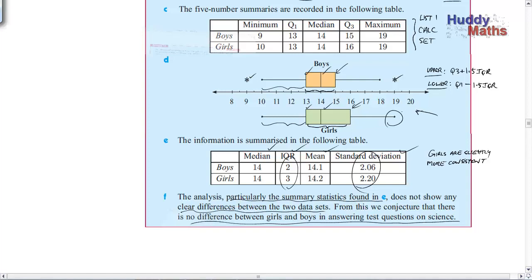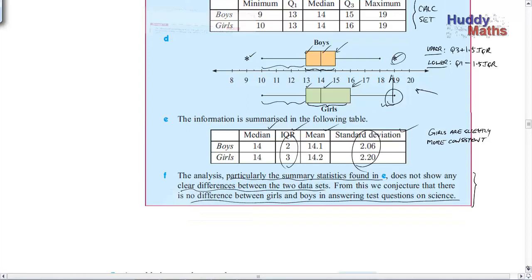Probably not worth talking about this height here, because we've got one outlier, but we've got a few more girls in this upper region. Very, very similar. Very hard one, this one, to make a conjecture. So we'd have to make an error, that is, on the side of saying there's not much difference. All right, are you ready?